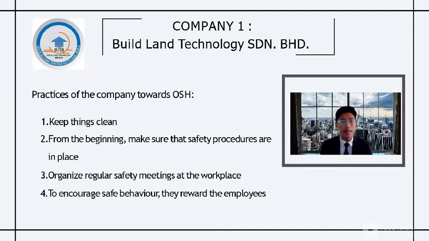Next, the practice of the company towards OSH. The first one is keep things clean. Number 2, from the beginning, make sure that safety procedures are in place. Number 3 is organize regular safety meetings at the workplace. And last, to encourage safe behavior, they reward the employees.